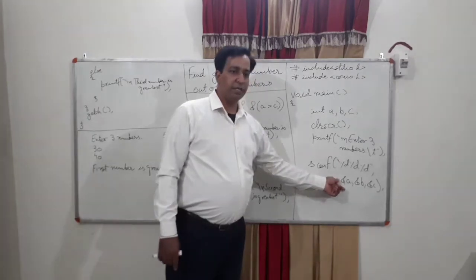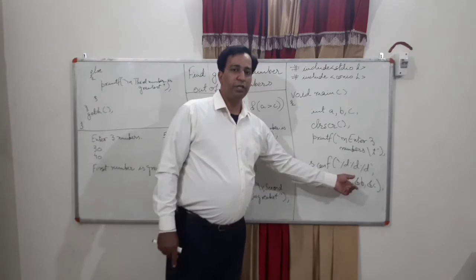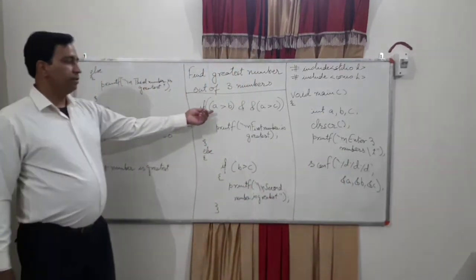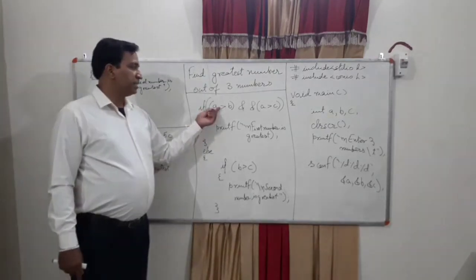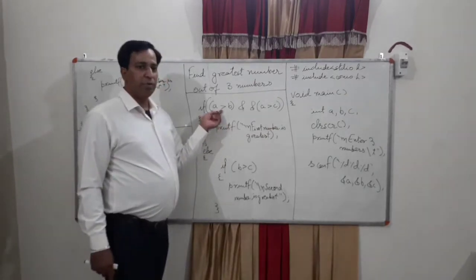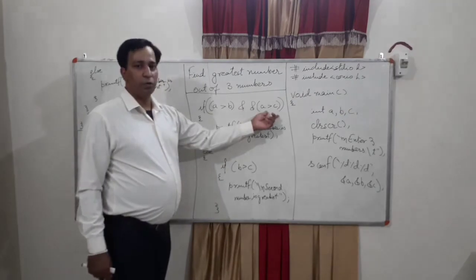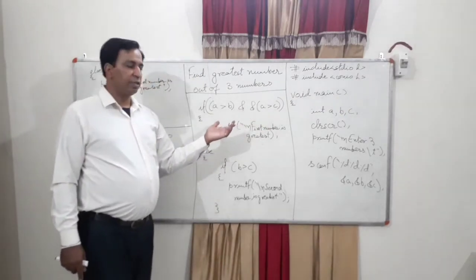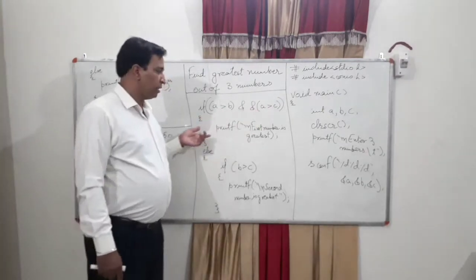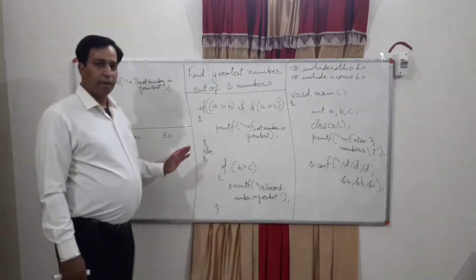First number is in integer a, second number is in integer b and third number is in integer c. Here first number has been checked with both the other numbers. A is greater than b, a is greater than c, right? If these both statements are true, in that case first number is greater than both the numbers. That means first number is greatest and program ends here, right?